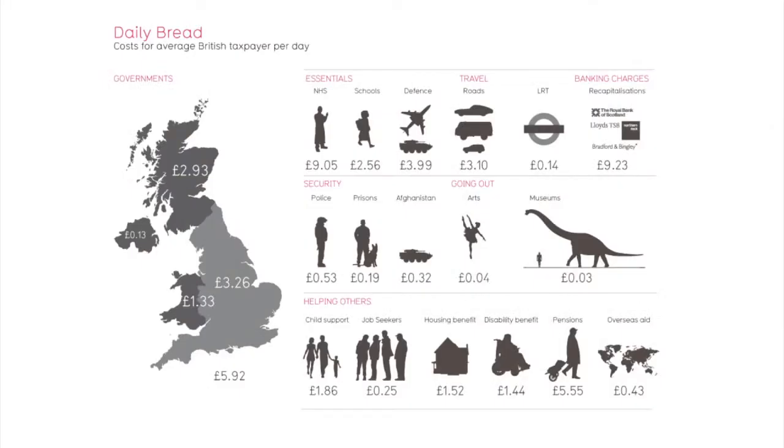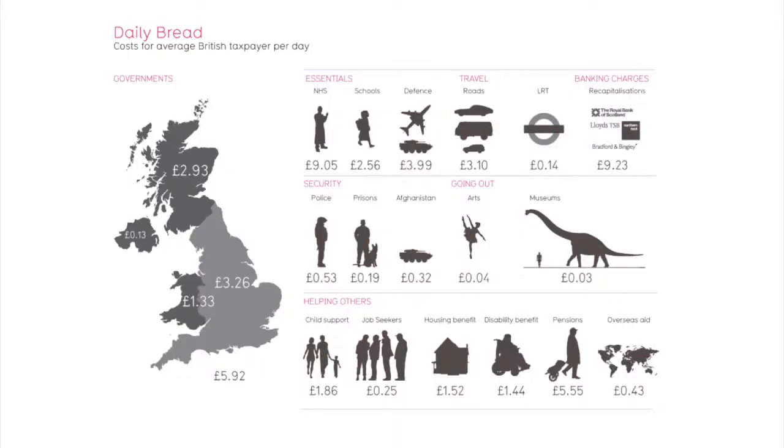And so I thought of another metric. I took the same figures and I translated them into the cost for an average taxpayer every day. So that's how much, as an average taxpayer, you pay towards these amounts. My thinking was, you probably don't know what you spend every year, and you probably don't know what you spend every month, but you definitely know what you spend every day.